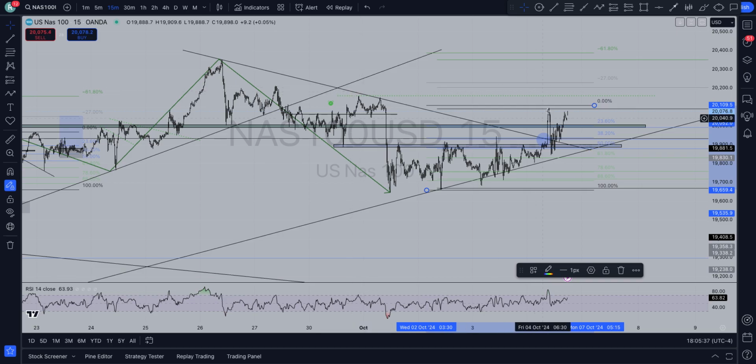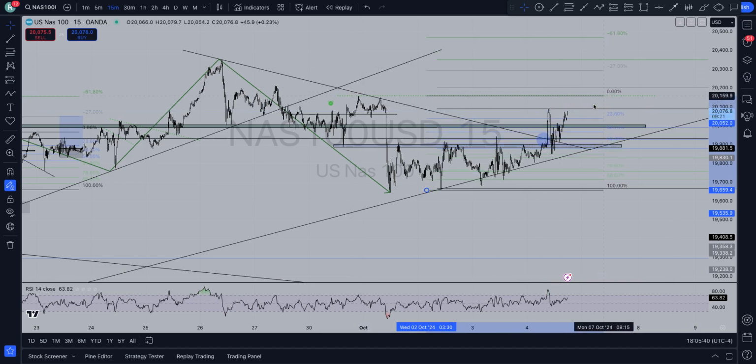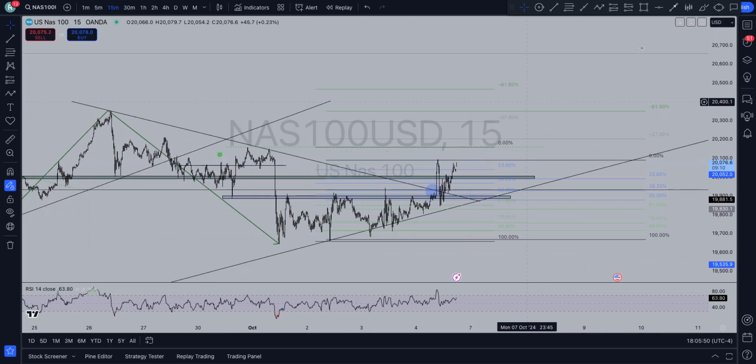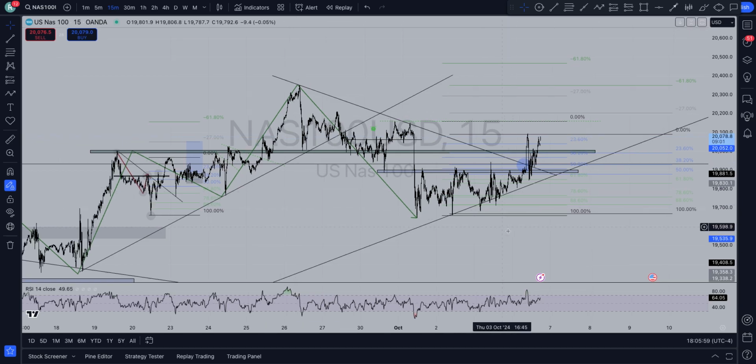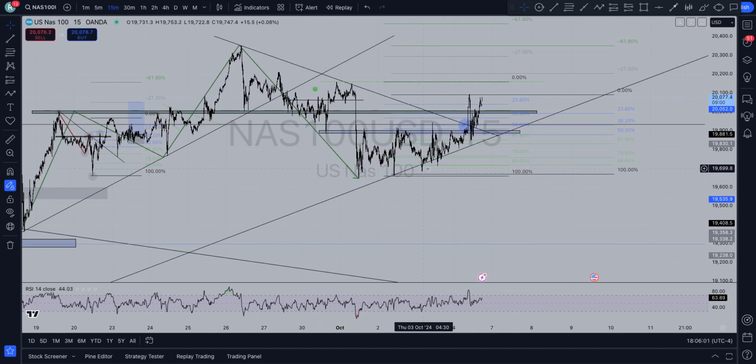but for me to extend this fib, it would have to break this level right here and then come back to retest one of these areas for the validity for it to keep going up. So I'm going to have an alert right here saying watch price here to see what price does. And obviously, if we break this trend line right here with a brand new impulse, then we're going up.